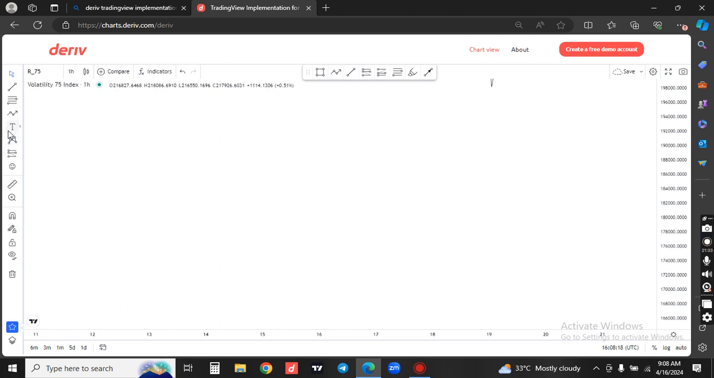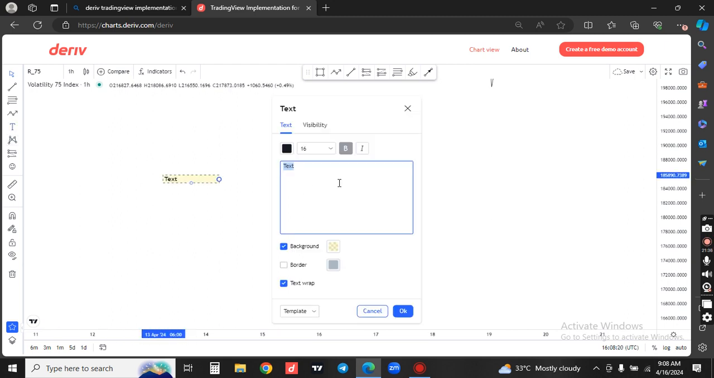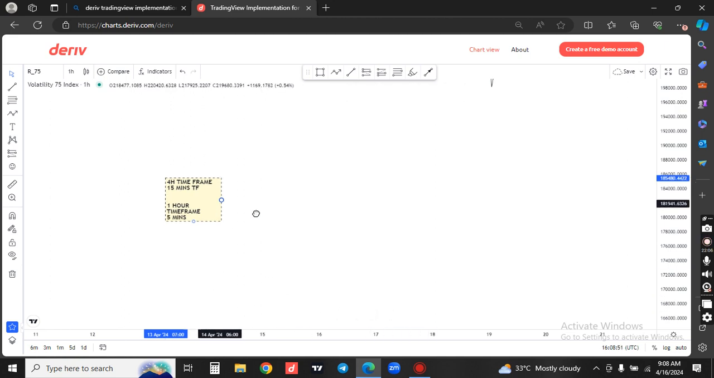Another pro tip I'm going to give you guys for free. When you are analyzing your charts, if you are using the 4-hour time frame, your confirmation should be from what? 15 minutes. 15 minutes time frame, all right? Then if you are using the 1-hour time frame, right, your confirmation should come from where? From 5 minutes. 5 minutes time frame. So this is how you should be doing it.